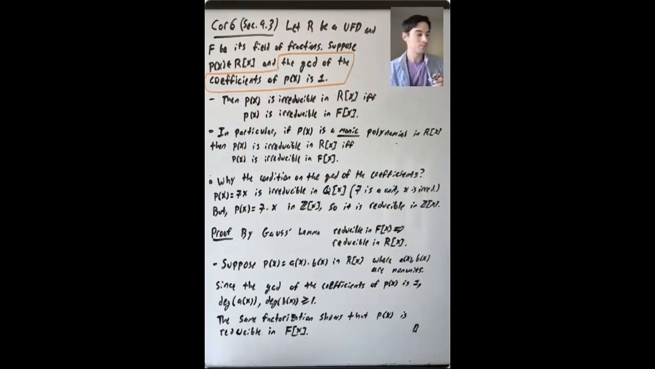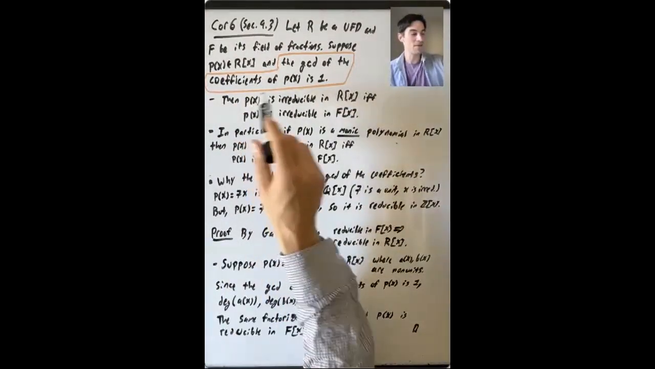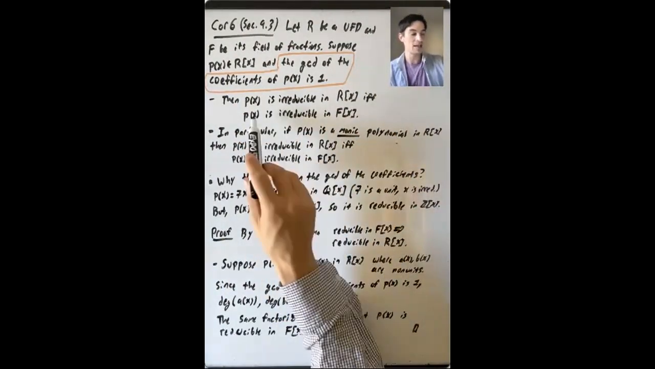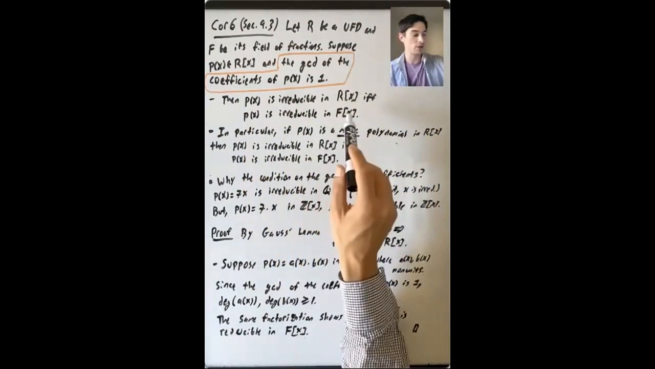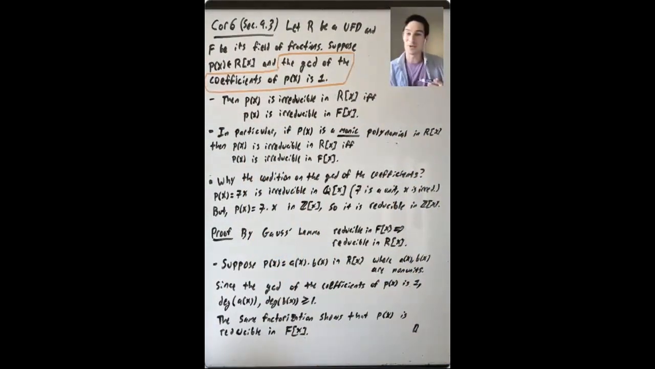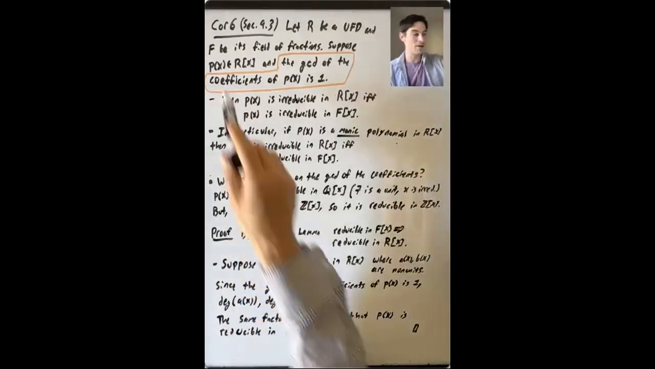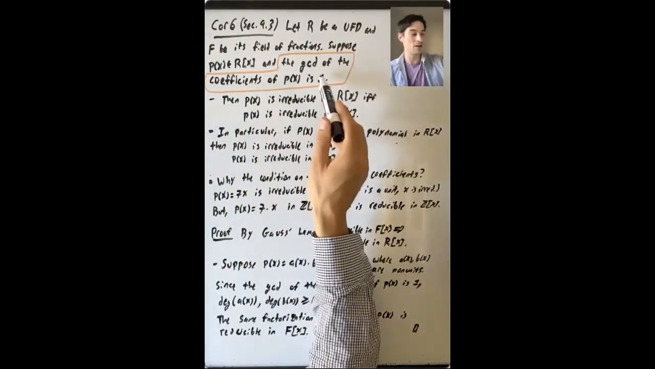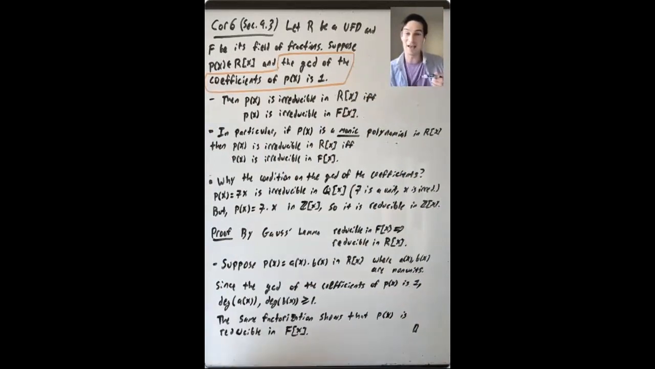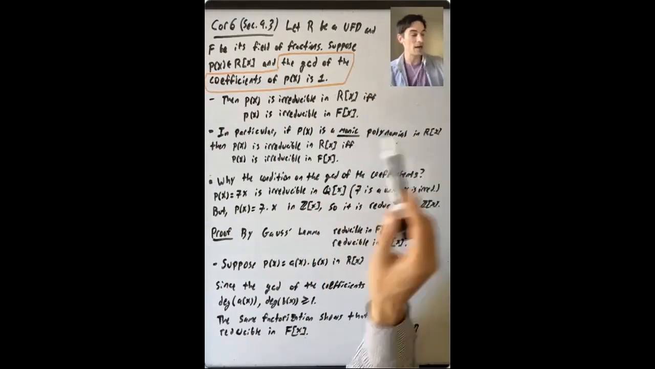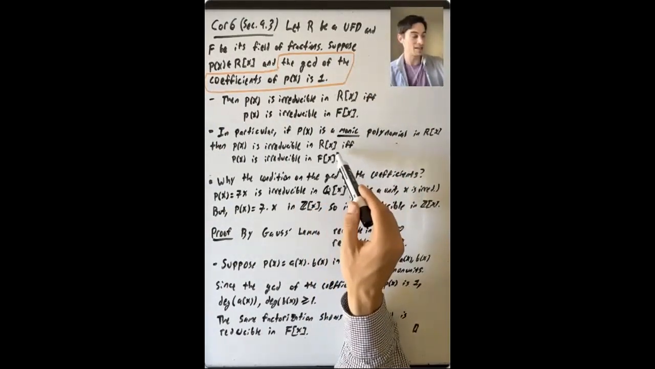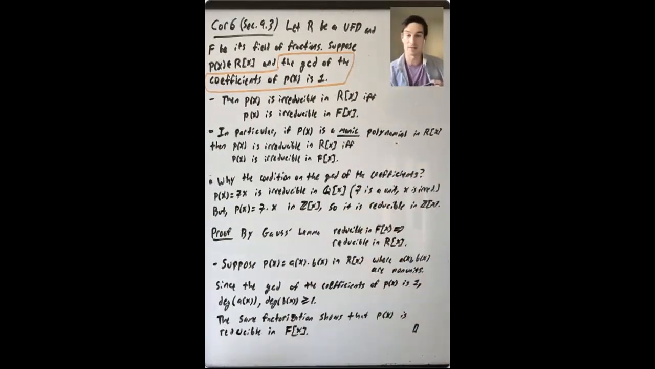The statement is that P of X is irreducible in R[X] if and only if P of X is irreducible in F[X]. So in particular, a common situation where the GCD of the coefficients is 1 is when that polynomial is monic, when its leading coefficient is actually 1. That means that the GCD of all of the coefficients will automatically be 1. So if you have a monic polynomial in R[X], it's irreducible in R[X] if and only if it's irreducible in F[X].